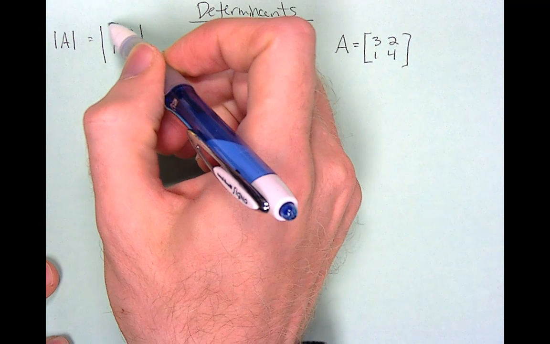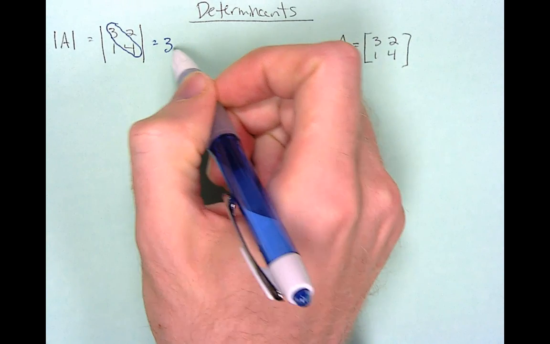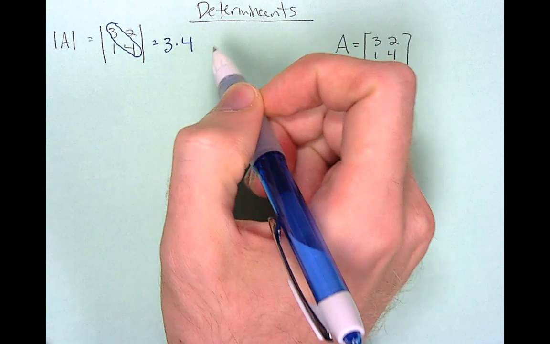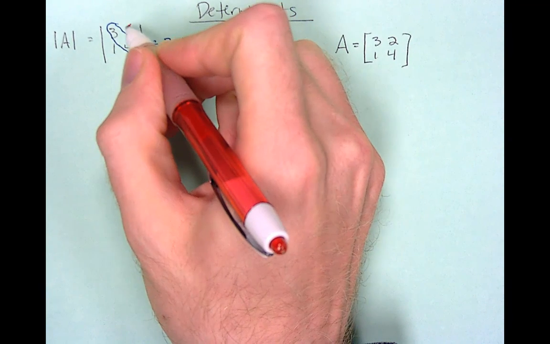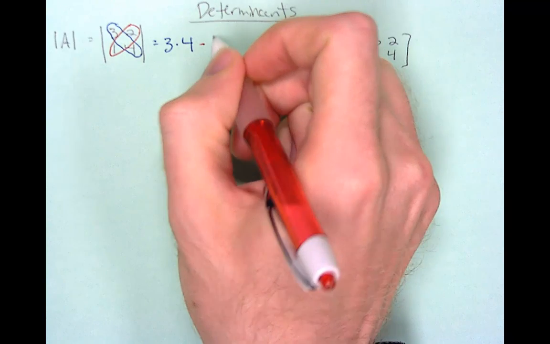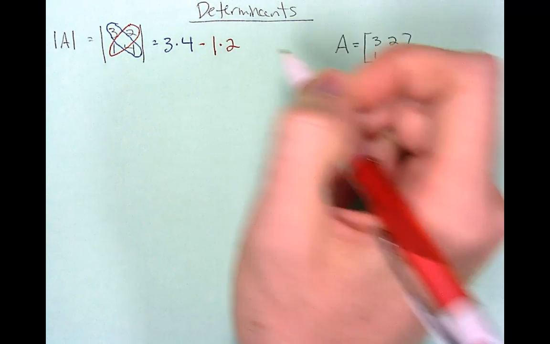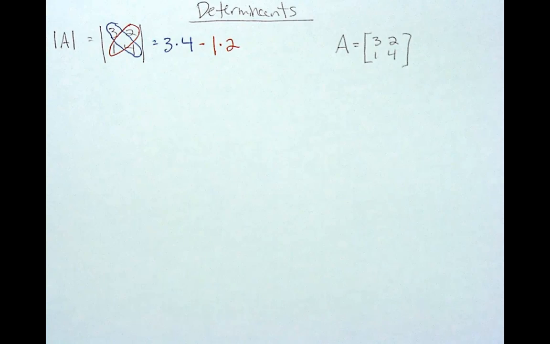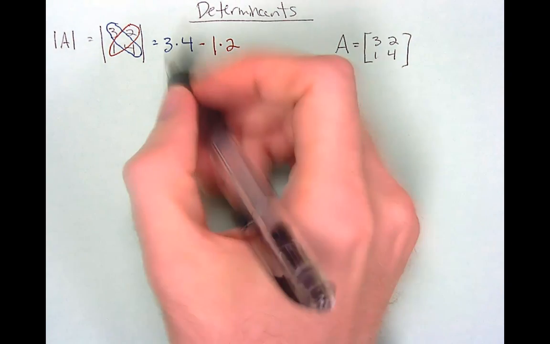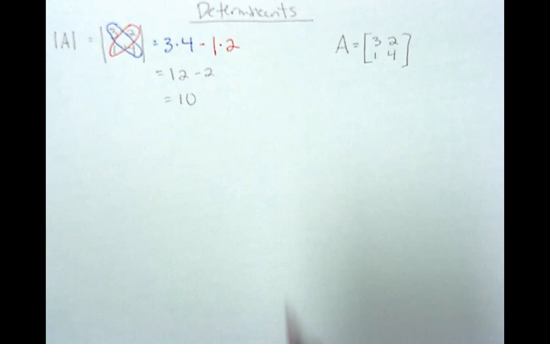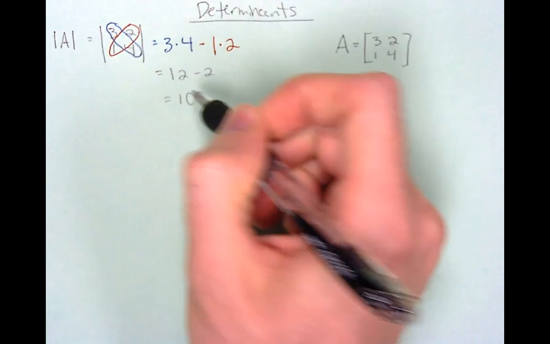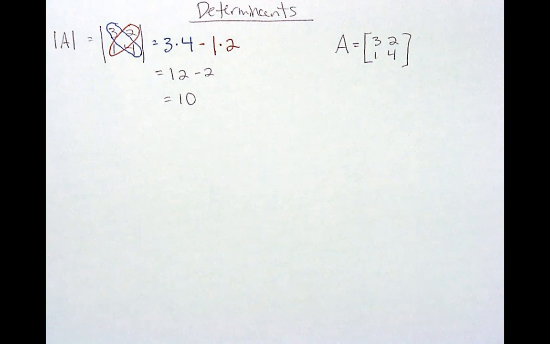So the diagonal elements are this 3 and 4. So you'll say equals 3 times 4 minus the product of the off-diagonal elements, 1 times 2, or 2 times 1. So we can reduce that, and we get 12 minus 2 equals 10. That was very simple with a 2 by 2 matrix.